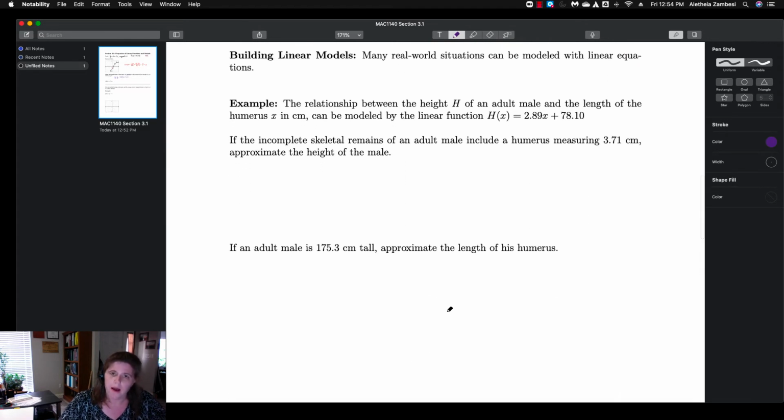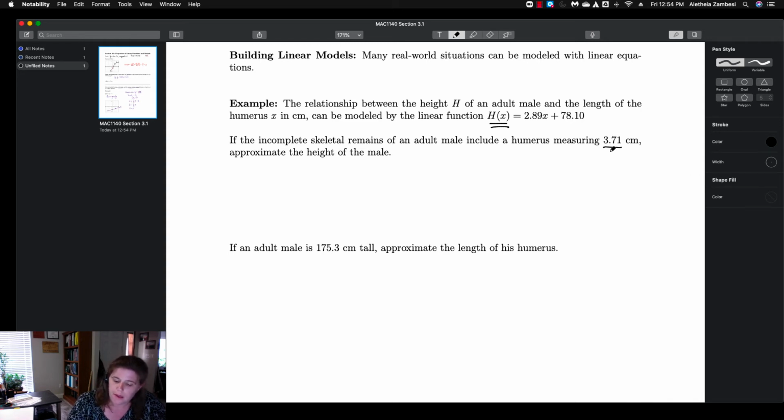We also can model many real-world situations with linear equations. So the relationship between, for example, the height of an adult male and the length of the humerus, x in centimeters, can be modeled by this linear function: H(x) = 2.89x + 78.10. If the incomplete skeletal remains of an adult male include a humerus measuring 3.71 centimeters, approximate the height of the male. So if we're looking for height, what we're looking for is H(x), because this is a function of height.